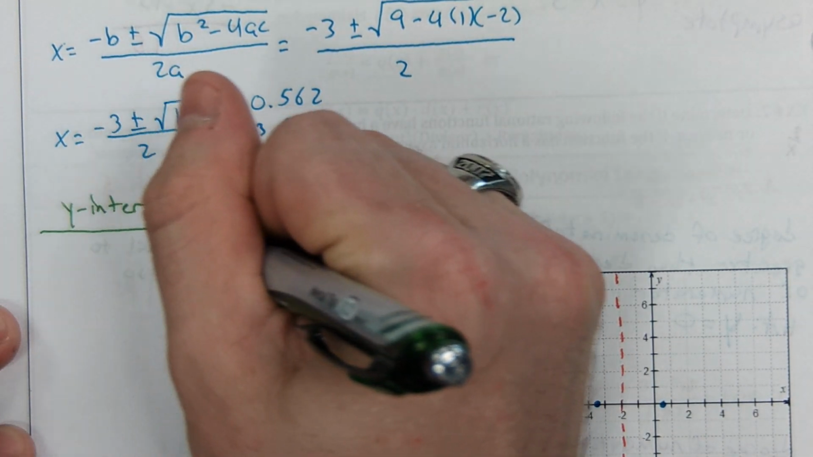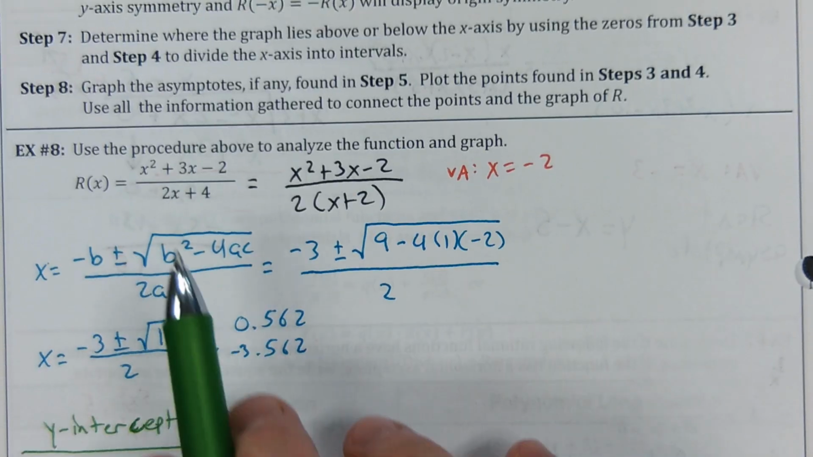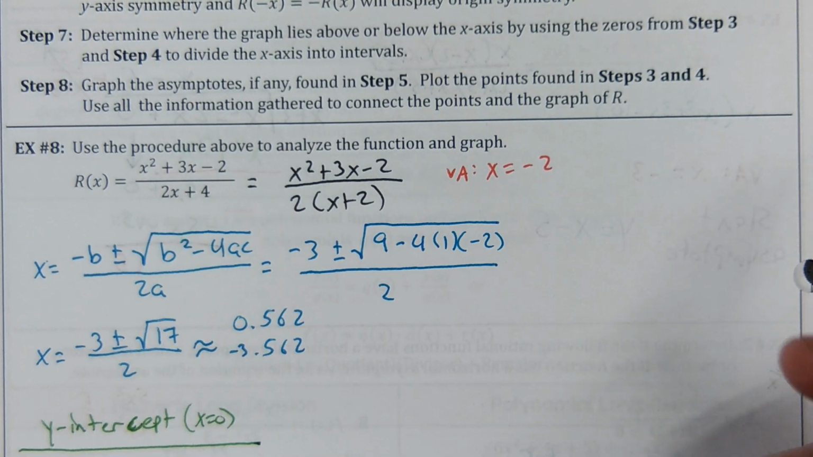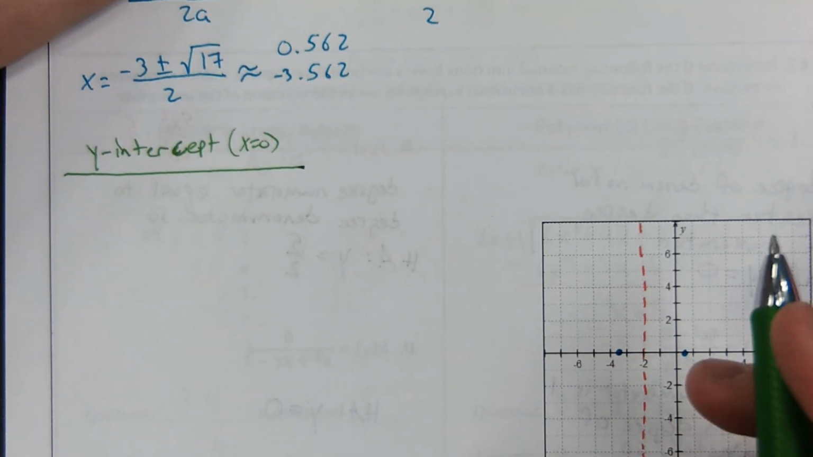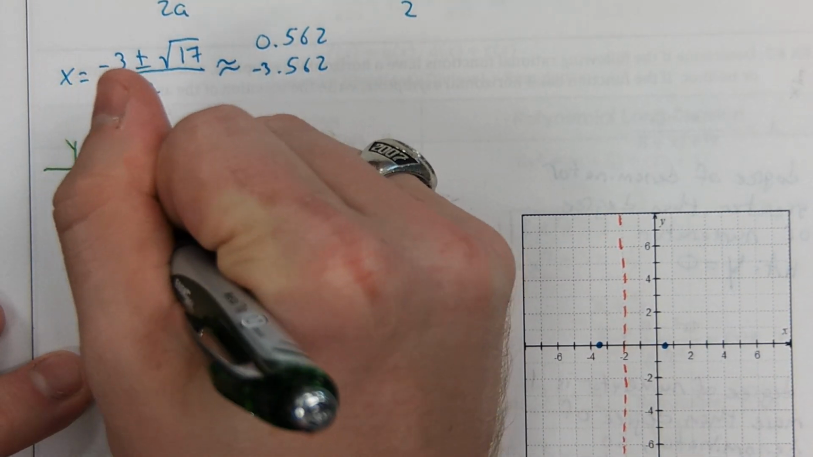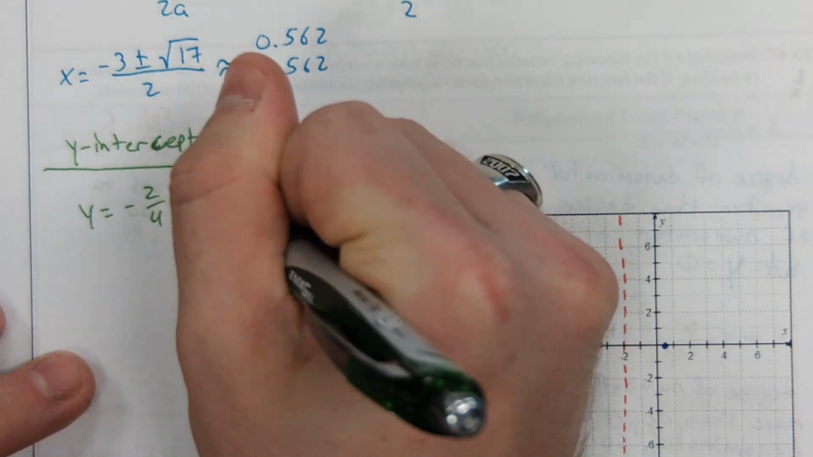So plug in x equals 0. Come up here and everywhere you see an x is gone. Looks to me like it's negative 2 over 4. Negative 1/2.